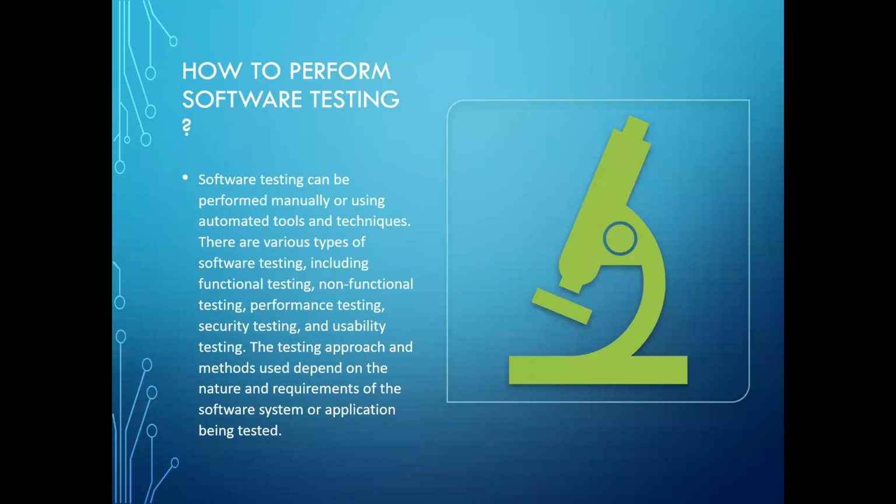So now, how to perform software testing? Software testing can be performed manually or using automated tools and techniques. Manual testing is where we have written some test cases and go through them one after the other. Manually we log into the application, enter user and password, submit, and follow the test cases that we have given as part of execution.